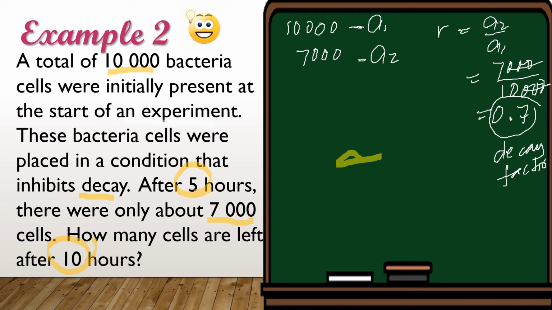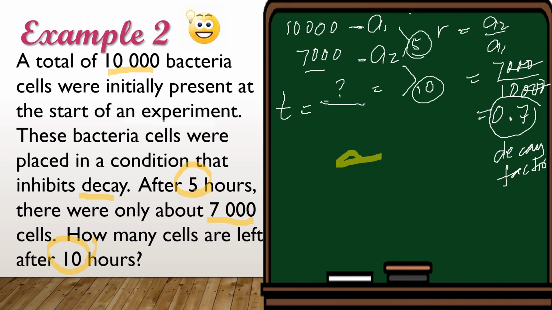So this is the ratio, the 1 minus r that is in the formula. What else do we need to find? It's the time. So let's analyze. Initially, there were 10,000. Then after 5 hours, there were only 7,000. And the question is, how many cells are left after 10 hours? If the required time is after 10 hours, it's a matter of 5 hours again after 7,000. So we are looking for this number of bacteria after 10 hours.